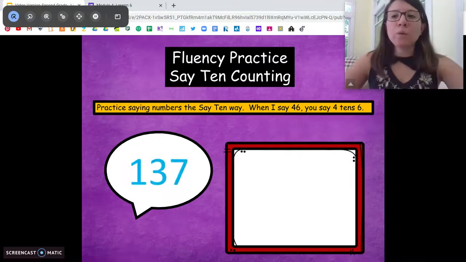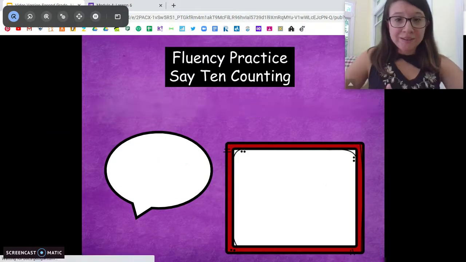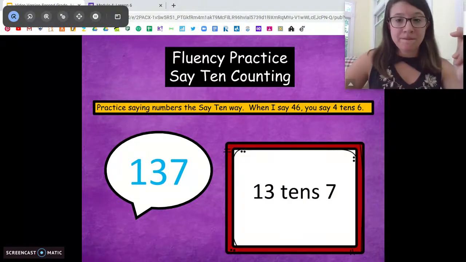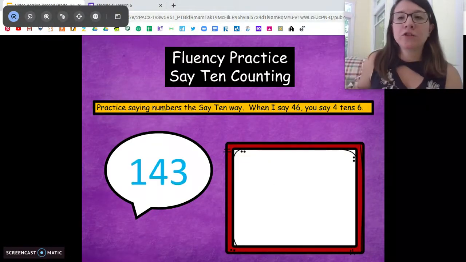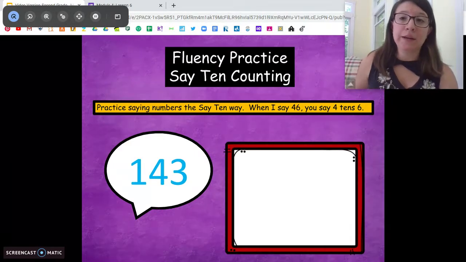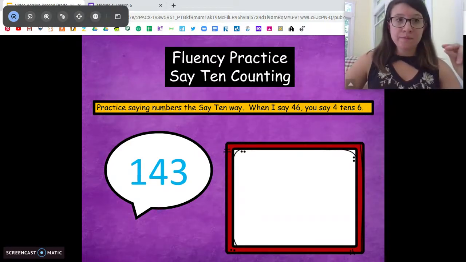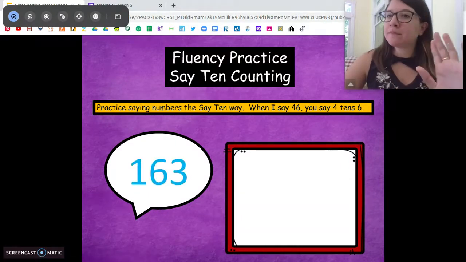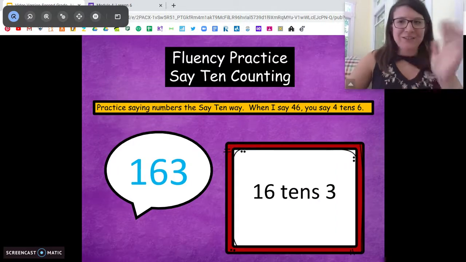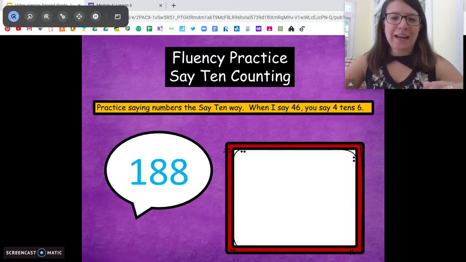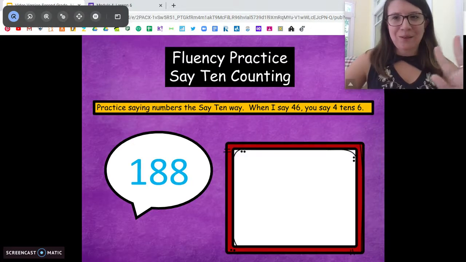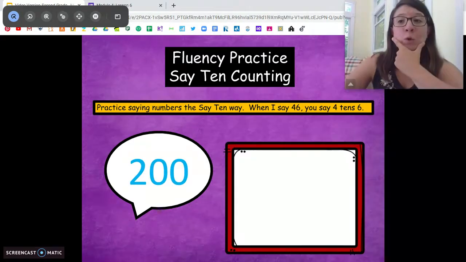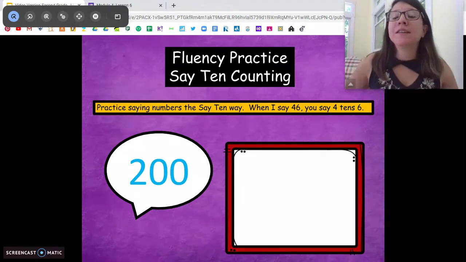Awesome job. 137. Use what you know here to help you with 137. How would we say this the say ten way? 13 tens 7. Awesome. 143. How would we say this the say ten way? 14 tens 3. Awesome job. 163. 16 tens 3, you got it. Good job. 188. Use that same pattern. 18 tens 8. Awesome job. All right, 200. Remember, don't tell me how many hundreds. Tell me how many tens.